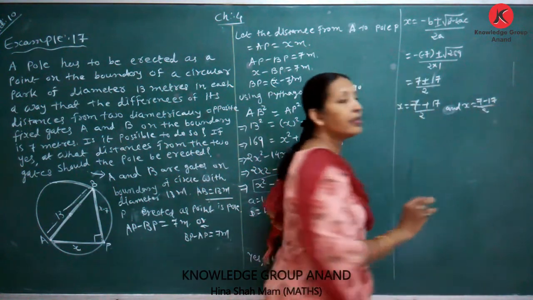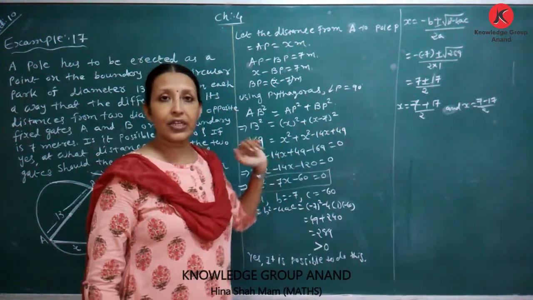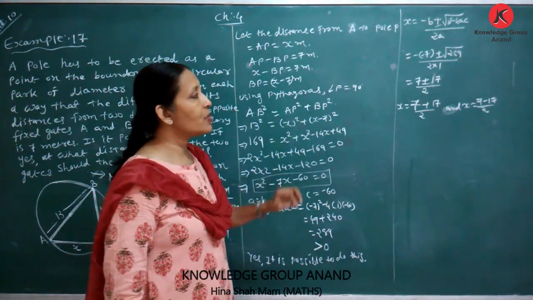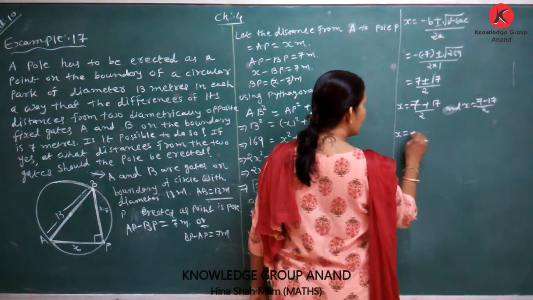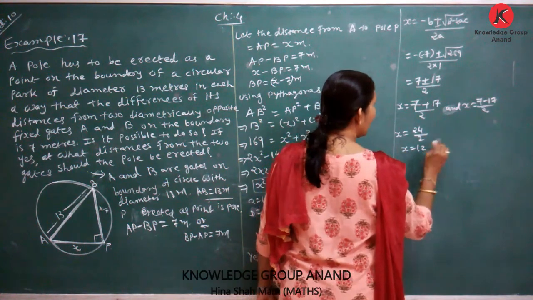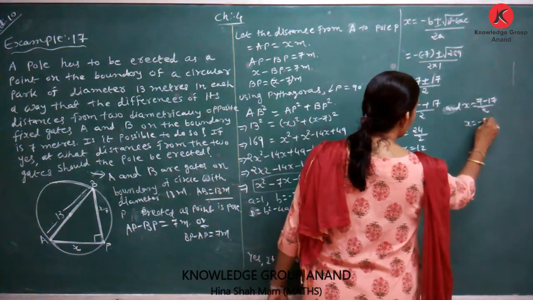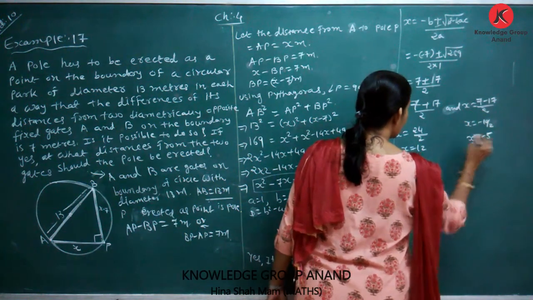Here x is equal to 7 plus 17 upon 2, and x is equal to 7 minus 17 upon 2. We find x is equal to 24 upon 2, so x is equal to 12. And x is equal to minus 10 upon 2, so x is equal to minus 5.